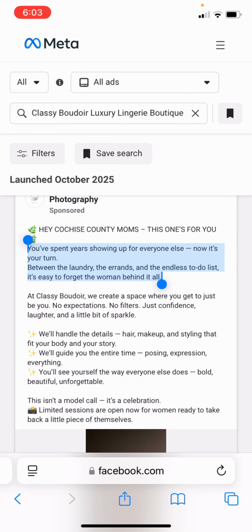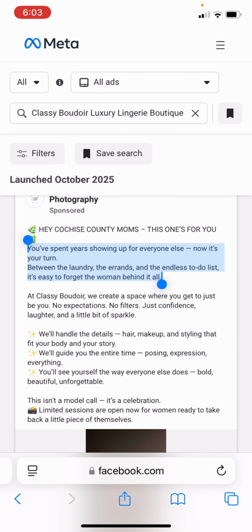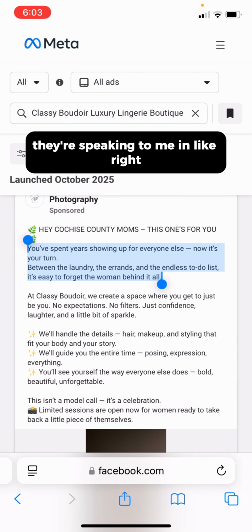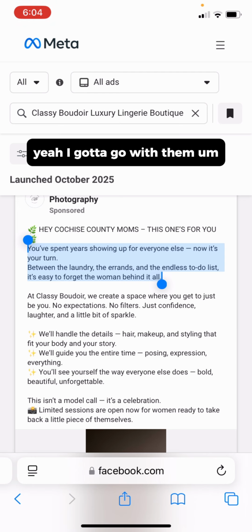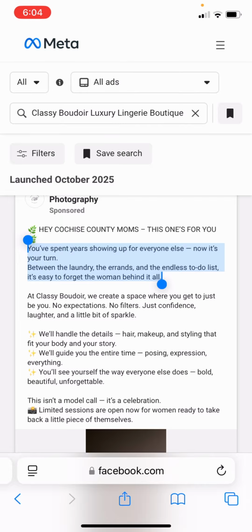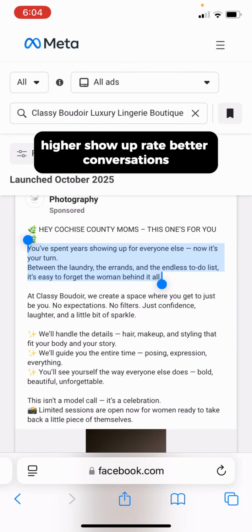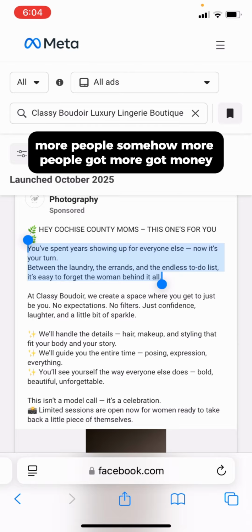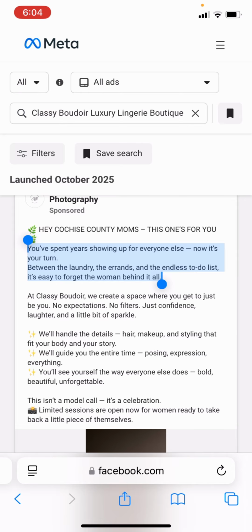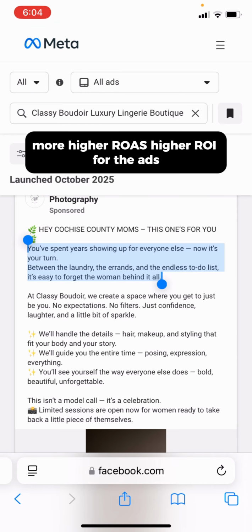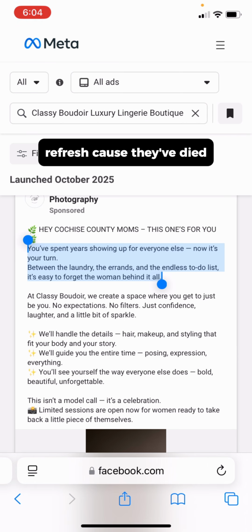So good job here. It'll be better quality leads because they're like, oh wow, they understand me, they understand what I'm going through. I got a book with them, and they're speaking to me right at the start, everything I was thinking with the Seymour headline. Yeah, I gotta go with them. So that'll be more qualified leads, more qualified bookings, higher show up rate, better conversations. More people have their credit card right with them. More sales, more revenue, higher ROAS, higher ROI for the ads. And the ads sustain longer and don't have to be refreshed because they've died.